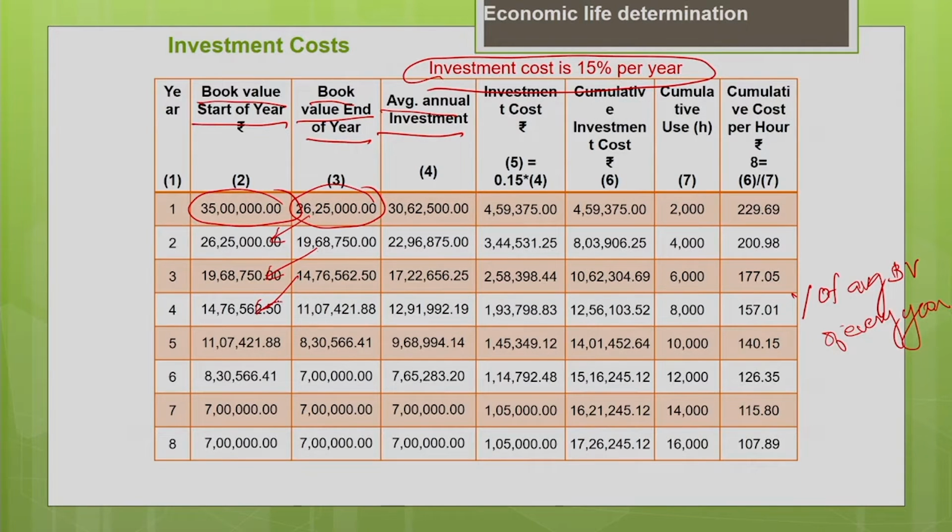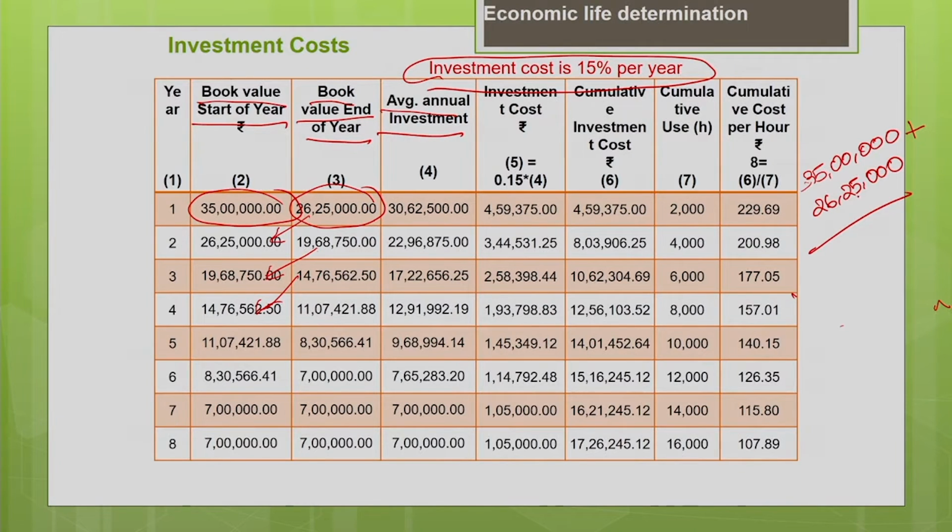Now you find the average book value for every year. Say for the first year we are calculating: you calculate the average of 35 lakh plus 26 lakh 25,000. This is at the start of the year, this is at the end of the year. You add them and divide by 2, and you will get the average. So the average is found to be 30 lakh 62,500 rupees. Average book value for the first year is 30 lakh 62,500.